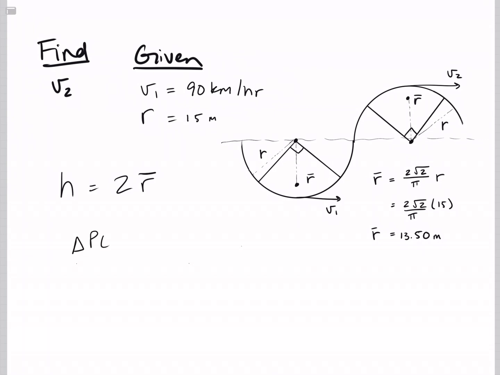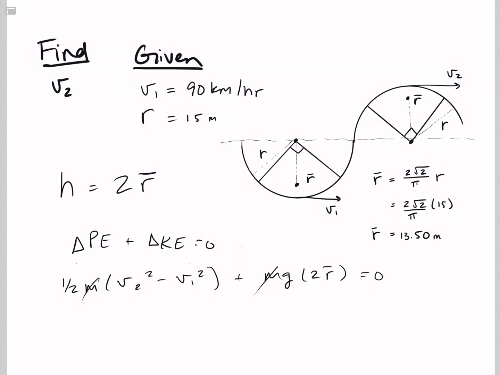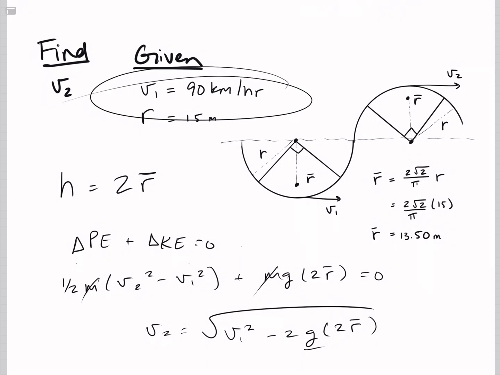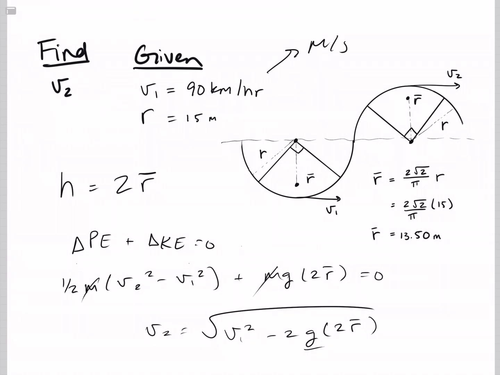So for the equation, we have the change in potential energy plus the change in kinetic energy equals 0. And the change in kinetic energy is 1/2 m times v2 squared minus v1 squared, plus m g 2 r bar. That is equal to 0. The mass cancels out, so we don't even have to know how much the roller coaster weighs. And if you solve for v2, you get that it is the square root of v1 squared minus 2g times 2 r bar. And when you plug in the value of 13.5 here, gravity, and the initial value of the velocity converted to meters per second, be sure to do the conversion here.